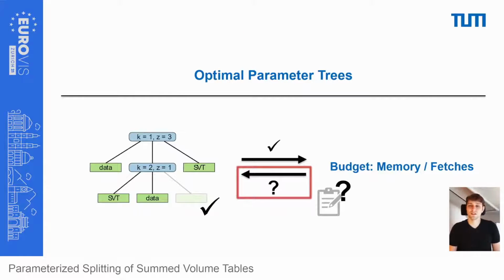Until now, we have not discussed how parameter trees are generated. This gap will be closed now. Given a budget of either available memory or number of data fetch operations, we will identify a parameter tree that satisfies the given budget and minimizes the other unconstrained quantity.